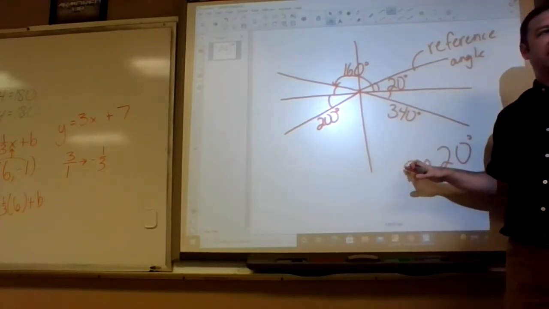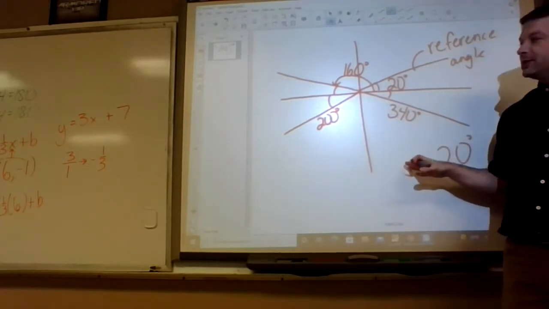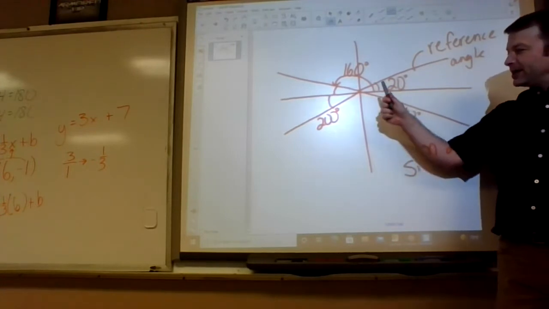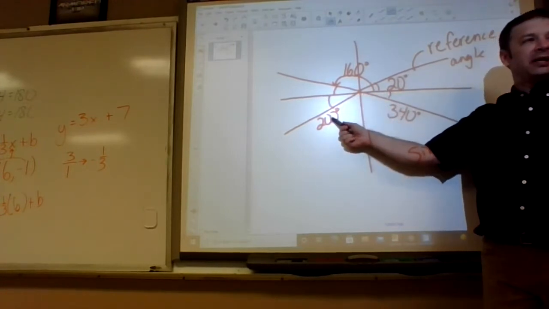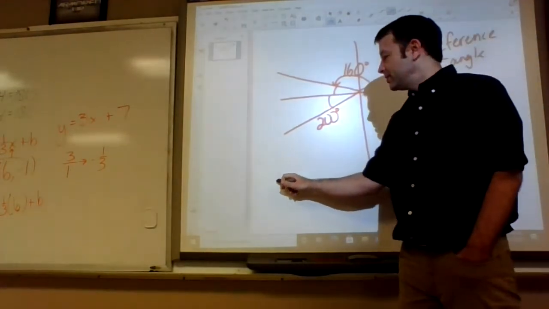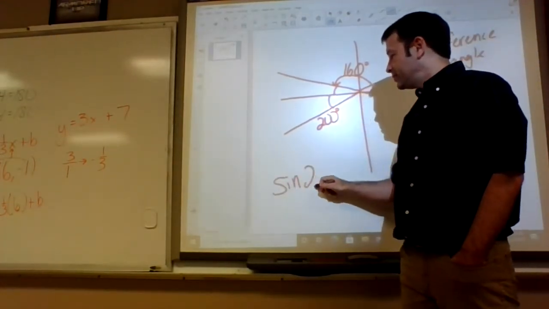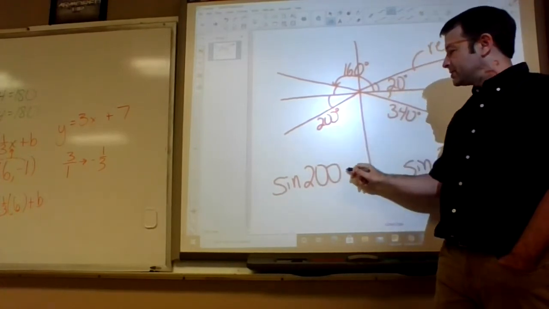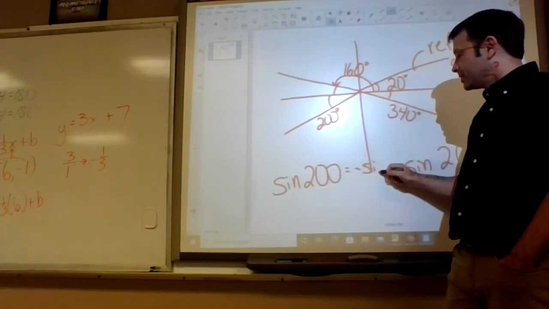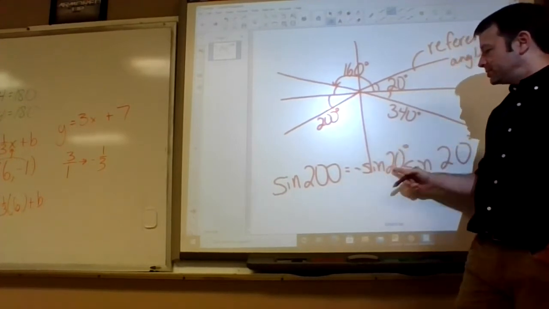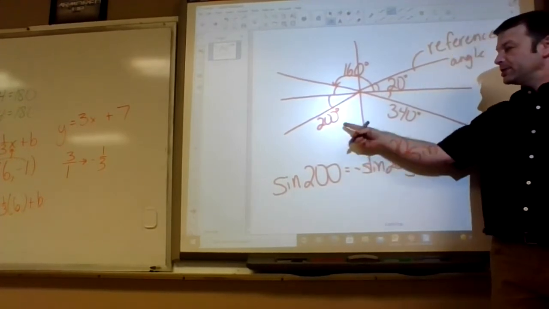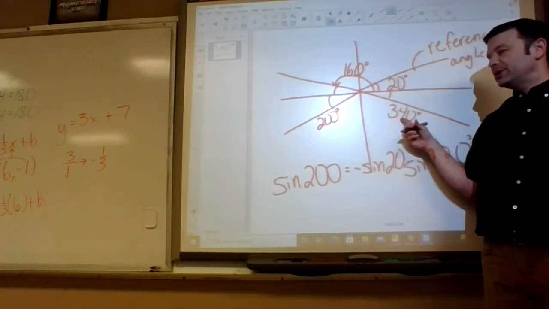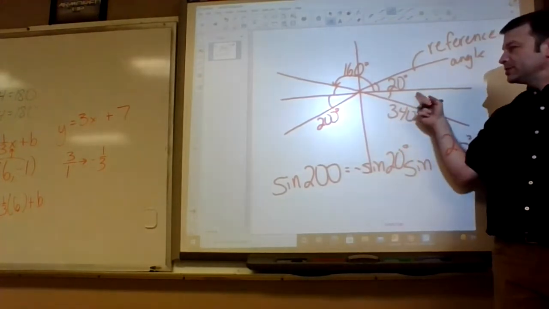Anyway, I said something that was a little bit not true earlier. I said they were all the same. But actually, sine is going to be negative down here. So if they said sine of 200, you know how sine's negative down here? That's actually equal to negative sine of 20. So you can still use the reference angle of 20, but just know that sine is negative. Or sine of 340 would equal negative sine of 20.